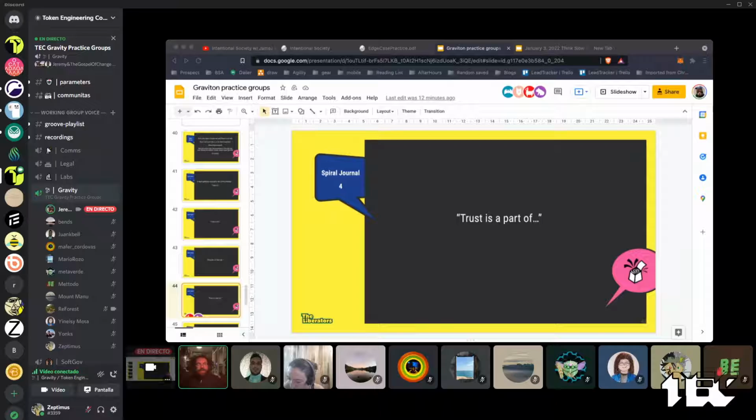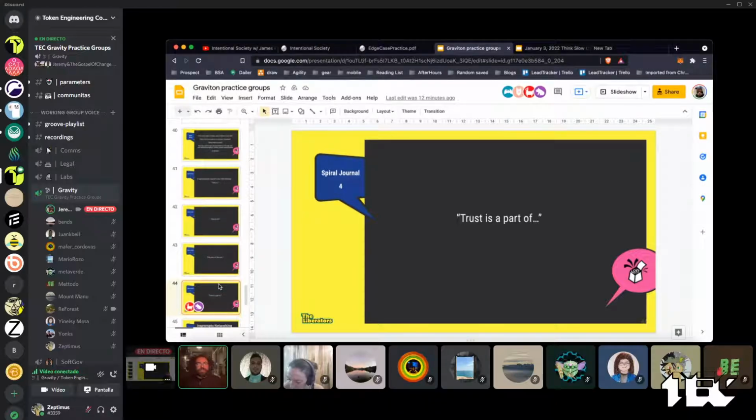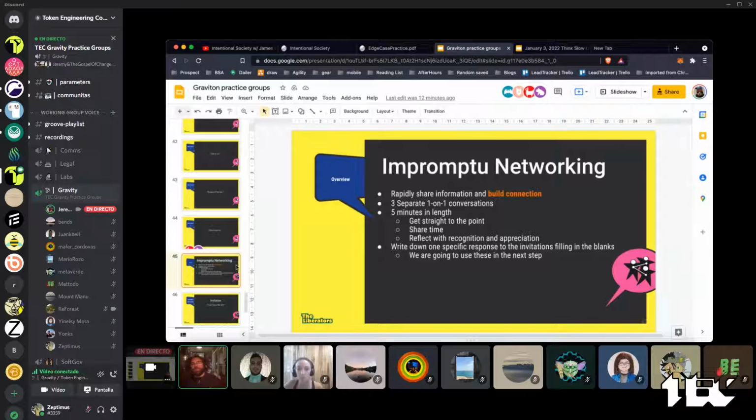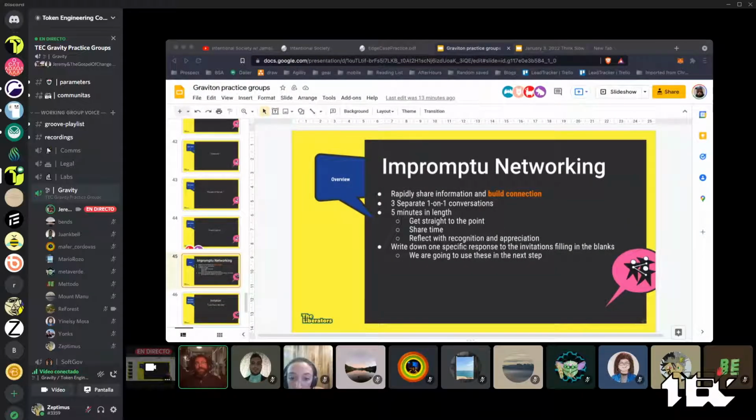The next act in our adventure together is a structure that goes by the name of impromptu networking. So impromptu networking is going to put our self-organization up to the test. We're going to have a series of 3 separate one-on-one conversations. So we're going to have to spread out over the rest of the audio channels and figure out how we're going to box time. I propose that on the 5-minute mark, just one of you switch and go find a new conversation partner.